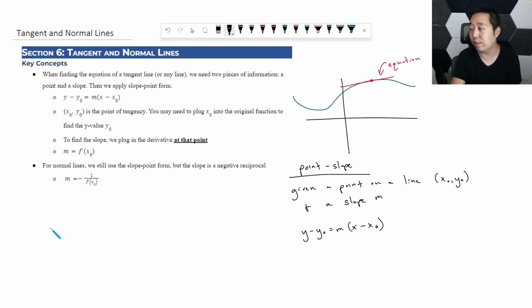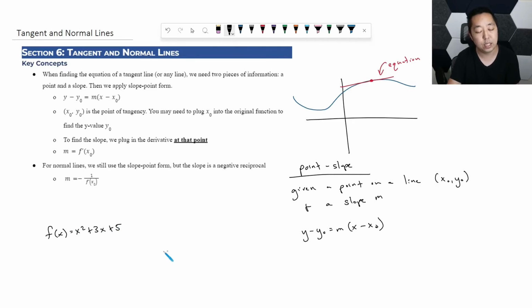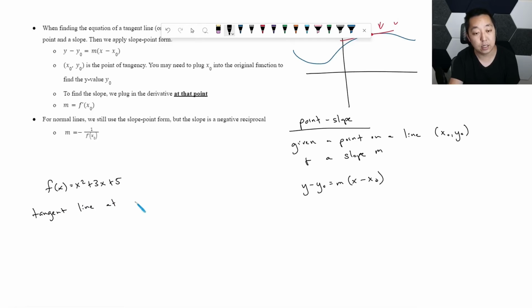So suppose I have the function f of x is equal to x squared plus 3x plus 5. And I want the equation of the tangent line at, say, x equal to 1. So the first thing I want to do is find the y coordinate of the point. I want to know what my point is. Now the point is 1 comma something.